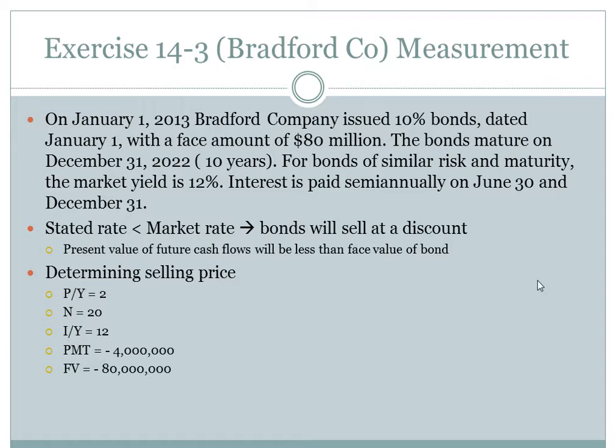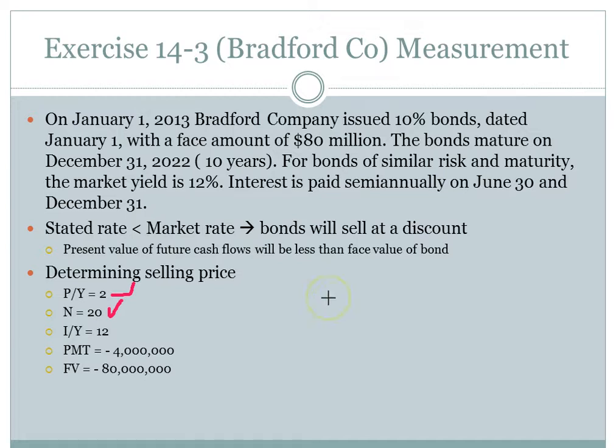So the first thing is we need to know what our number of payments per year is. Interest is going to be paid semi-annually on June 30th and December 31st. So that means that we are going to be making 2 payments per year. Okay, so payments per year is going to be 2. The bonds are going to be outstanding for 10 years. Since we are making payments twice a year, that means that we have 20 interest payment periods here. 10 years, 2 payments per year, is 20 interest payments altogether.